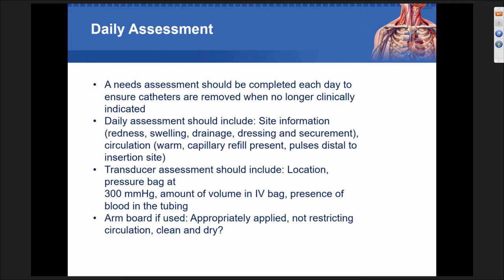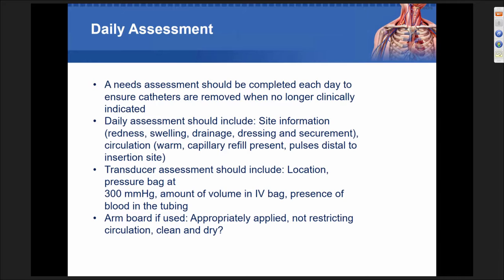The transducer assessment: where is it? Where's the pressure transducer located? Is it level with the phlebostatic axis? Is the pressure bag inflated? Is there enough solution in the bag to maintain 2 cc's of volume? And really, when you think of the arm board, does it restrict the patient's movement?